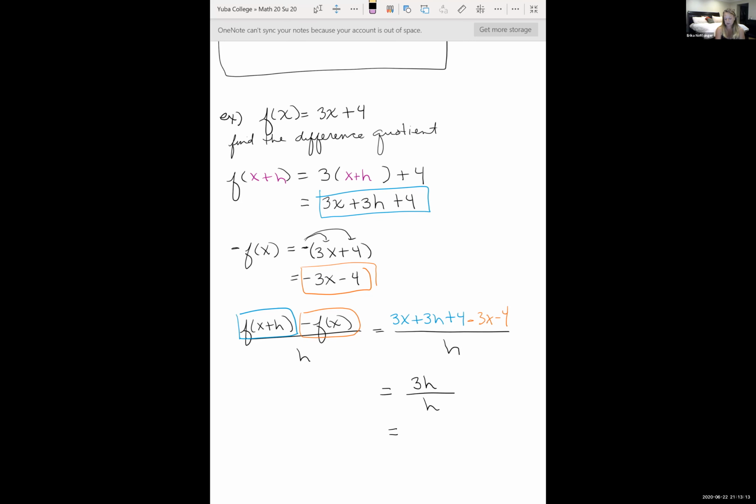And so a single term divided by a single term, we have like factors of h. So this is actually just equal to 3. So the difference quotient of f of x equals 3x plus 4 is equal to 3.